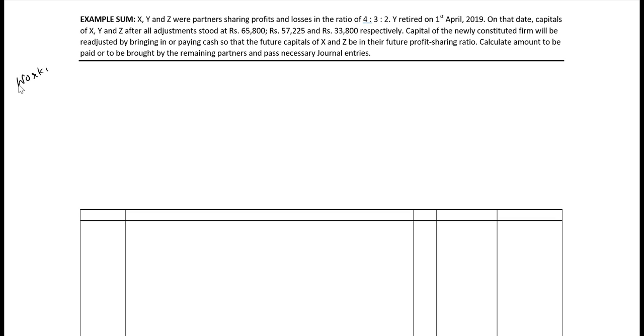Working notes. Step 1. The adjusted capitals of continuing partners X and Z. As per the sum, it says on that date the capitals of X, Y and Z after all adjustments stood at rupees 65,800. So in the case of X, the adjusted capital is rupees 65,800. And in the case of Z, it is rupees 33,800.